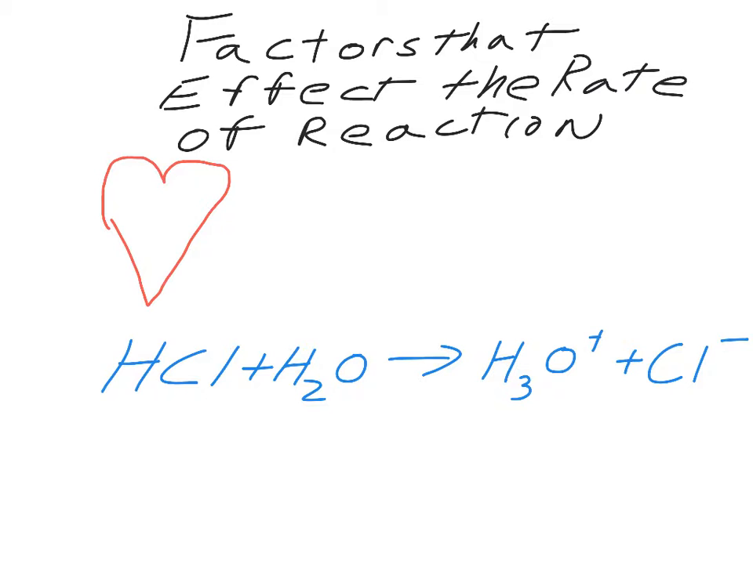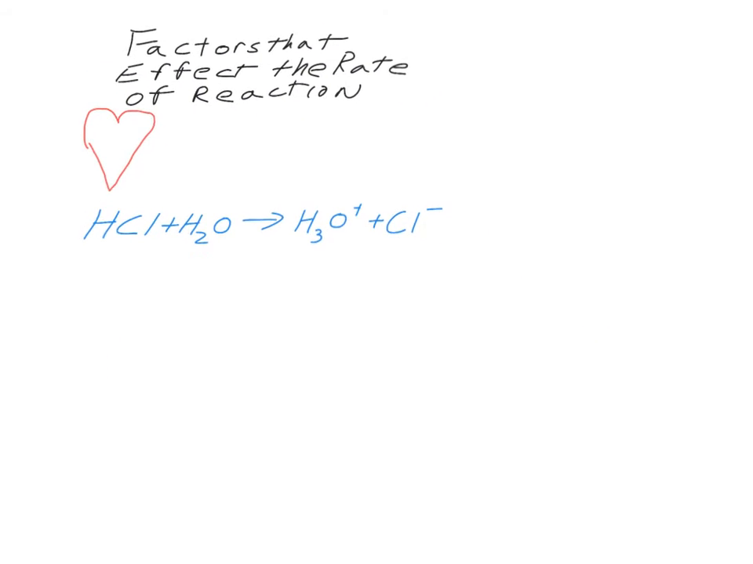Same way for two chemicals. In order for two chemicals to react, they have to meet. And for chemicals to meet, they actually physically collide. They physically bump into each other. So our first factor we're going to talk about is collision.